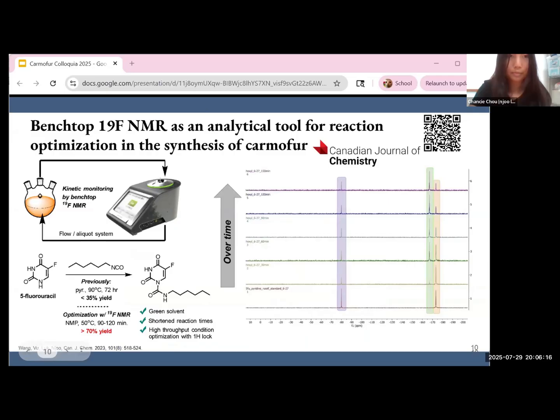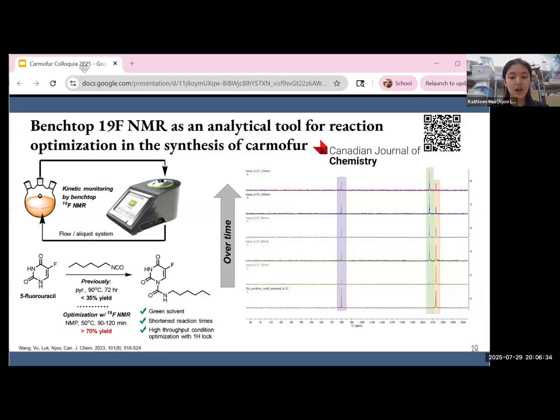It was synthesized using pyridine, a toxic solvent, and the reaction required a temperature of up to 90 degrees and had a reaction time of 72 hours and still yielded less than 35%. Thus, the first task for our earlier members was to optimize the synthesis route.